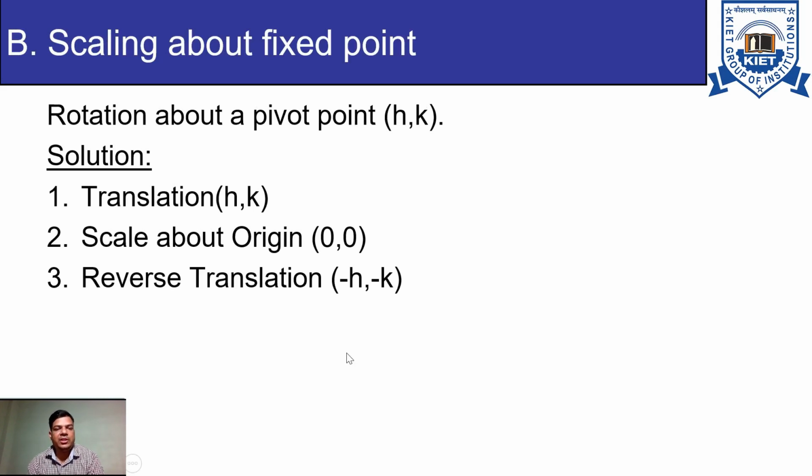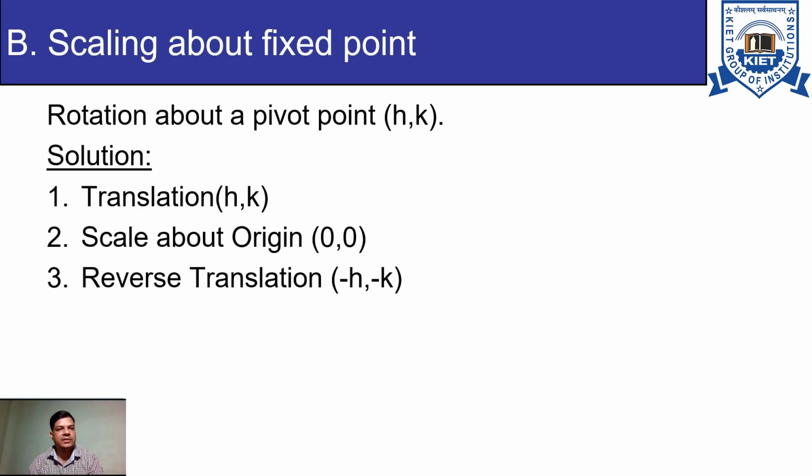As we have seen the rotation about a pivot point, similarly we could have scaling about the origin as well as scaling about a fixed point. The matrix that we have discussed, Sx 0 0, 0 Sy 0, 0 0 1, is the matrix where scaling is done about the origin.